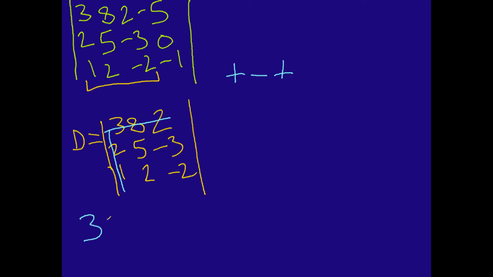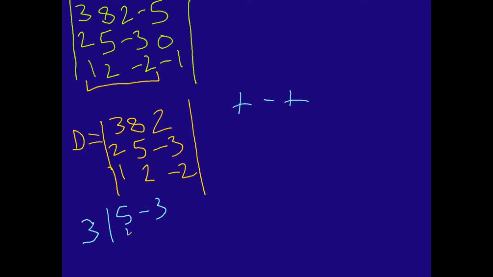So we have 3 here. And so inside this particular minor, we have 5, -3, 2, -2. Sorry, I forgot to do something here. There we go. So positive, minus, positive, and then 3 here. And then we're going to have 5, -3, 2, -2.